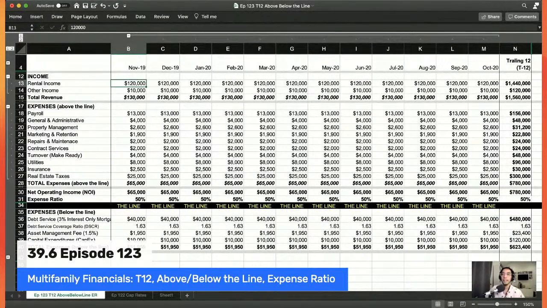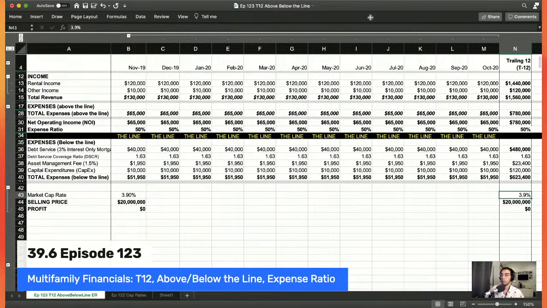But in this example, if we keep every single thing the same, we end up with 1.56 million of total revenue, 780,000 of expenses, and an expense ratio of 50% all the way across the board. And the value of the asset is going to be exactly the same because we've changed nothing. So if we sell it at the same cap rate that we bought it for, which is 3.9%, we would be able to sell it for $20 million, which is the price we got it for.